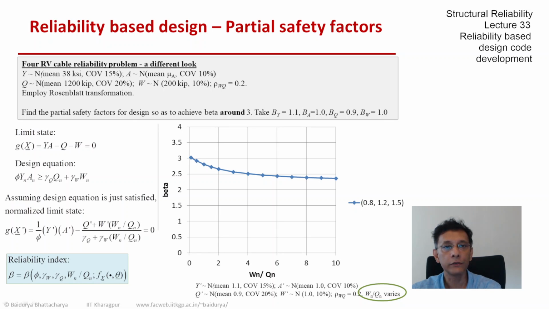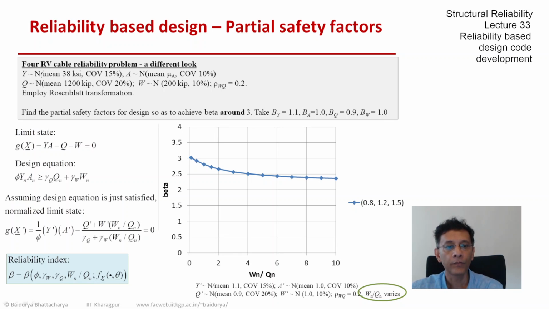But now that Wn over Qn varies, and that's what you see in the chart on the right. So we have Wn over Qn on the x-axis and beta on the y-axis, and we have a rather large range. For Wn over Qn, it varies from 0.1 all the way up to 10. So 2 cycles, and we can expect all design situations to be captured within this range of 0.1 to 10 for the kind of cable that we are looking at.